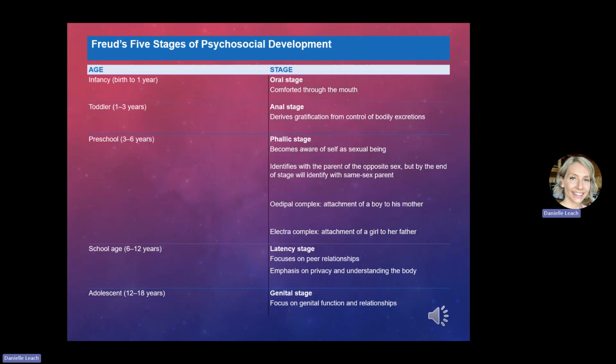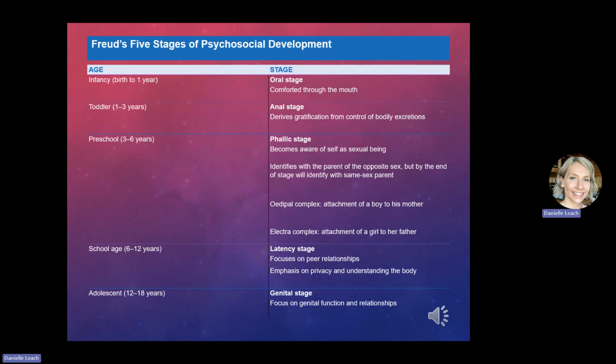The next stage, the toddler stage from ages 1 to 3, is called the anal stage. This is where Freud said that children are preoccupied with the ability to eliminate, so they derive gratification from controlling their bodily functions.